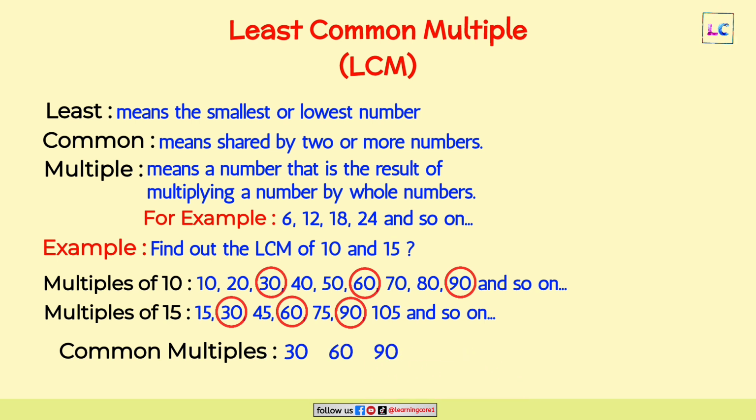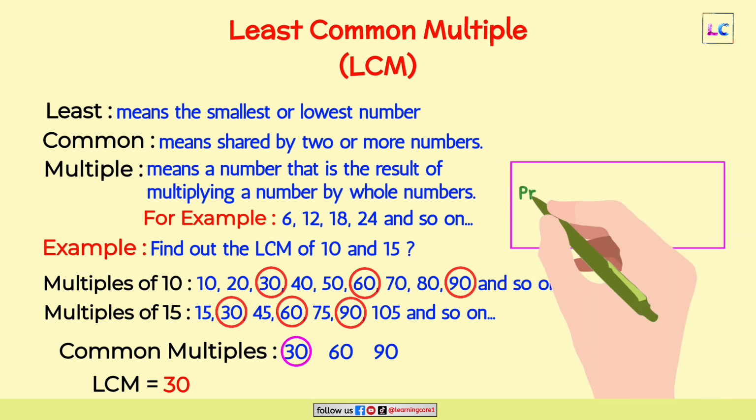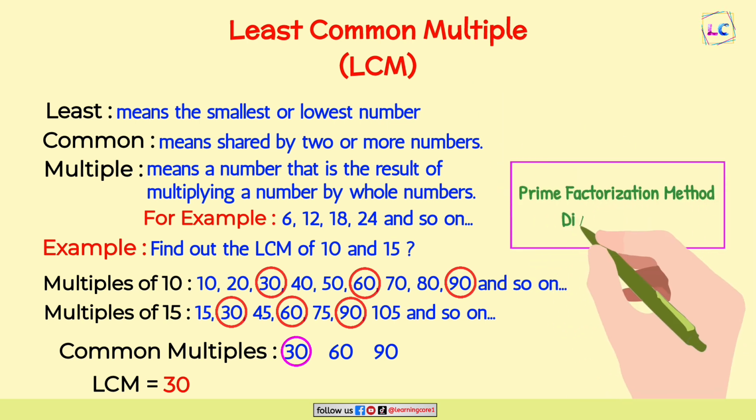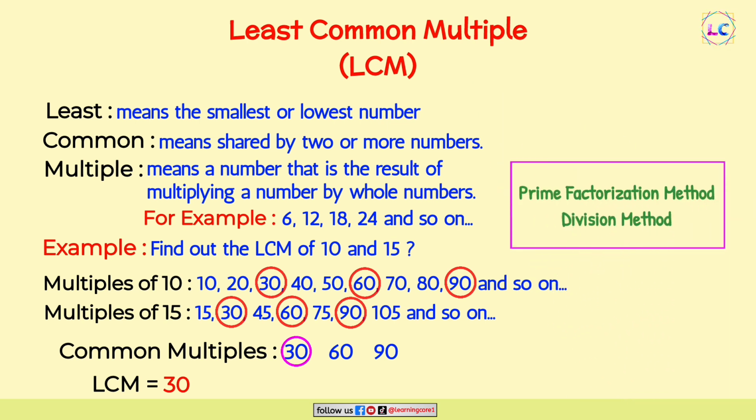Now we have to pick the smallest value from the above common multiples. Here, the smallest number is 30. So the LCM of 10 and 15 is 30. Remember, LCM is just the smallest number that two or more numbers share in their multiples. You can also find LCM using the prime factorization method or the division method, which we'll cover in another video.